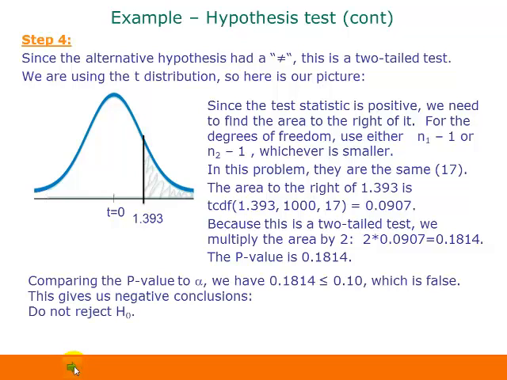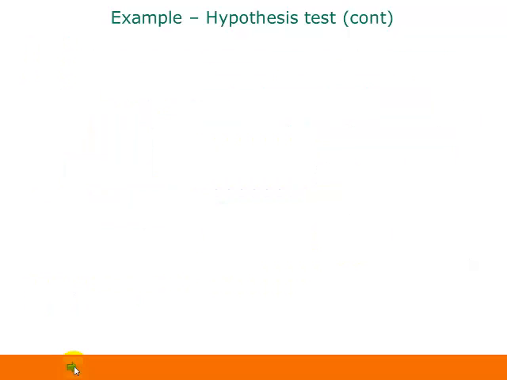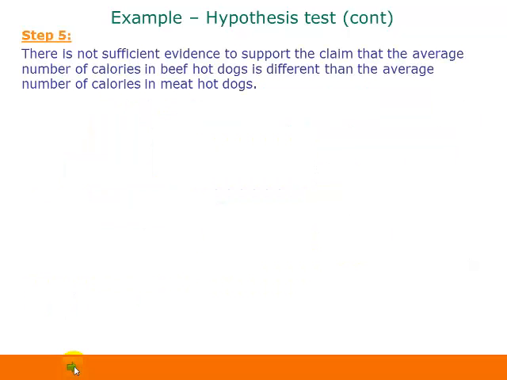Now we're going to compare the p-value to alpha, so we have 0.1814 is less than or equal to 0.10, which is false. That gives us negative conclusions, so we would say do not reject the null hypothesis. And for step 5, we want to write our final conclusion. Again, this is negative, so we say there's not sufficient evidence to support the claim that the average number of calories in beef hot dogs is different than the average number of calories in meat hot dogs.